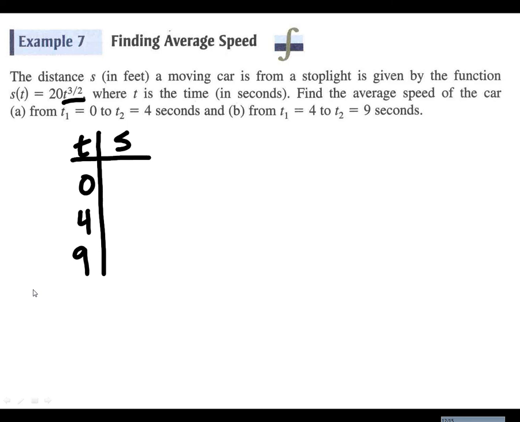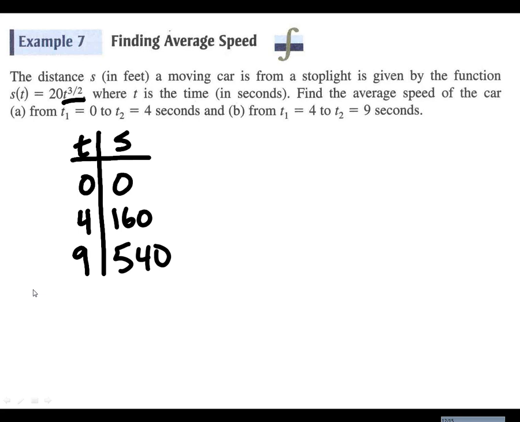0 to the 3 halves is still 0 times 20 is 0. 4 to the 3 halves is going to be 8. 8 times 20 is 160. And 9 to the 3 halves is going to be 3 cubed is 27 times 20 is 540. Okay, so those are going to be our different values.